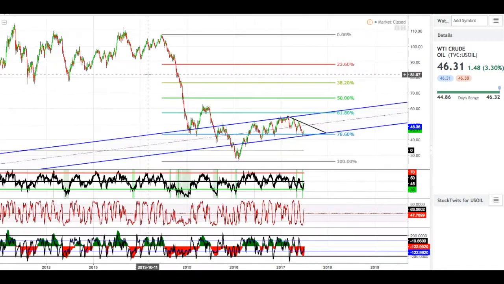Let's go to the daily. On the daily, I have some Fibonacci lines here from this high down to this swing low, and we can see that the 78.6% and 61.8% have acted as our guiding lines as far as price action goes.